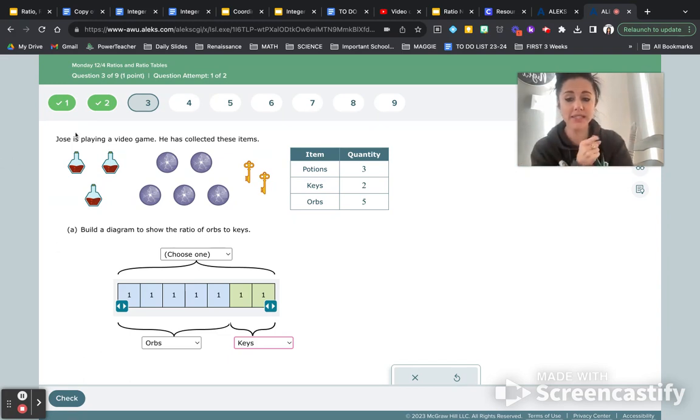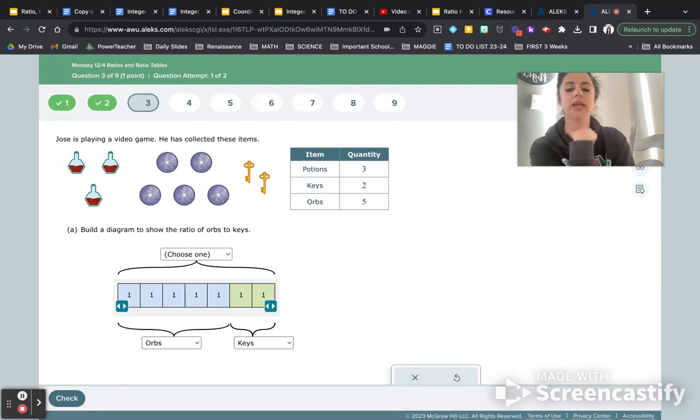Well, if I go back, it says Jose is playing a video game and he has collected these items. So I'm assuming without even clicking on it, it's going to be total items, right? Or things that Jose has collected. So yeah, the title, they do give all items. But now that I see the other options, I realize that if I click all items, that would mean that it includes the potion, the keys, and the orbs, and it doesn't. I don't have all 3 represented, so I'm not going to click all items.